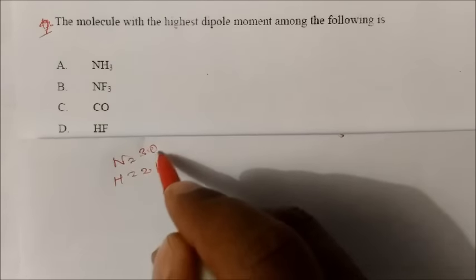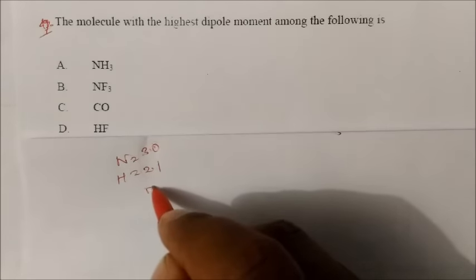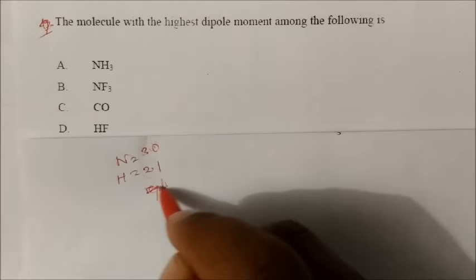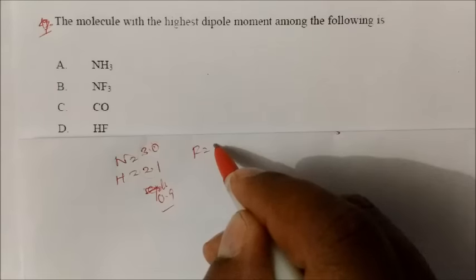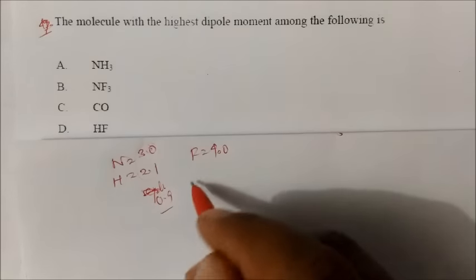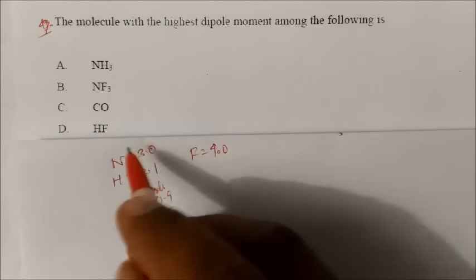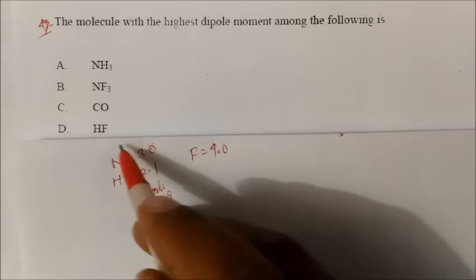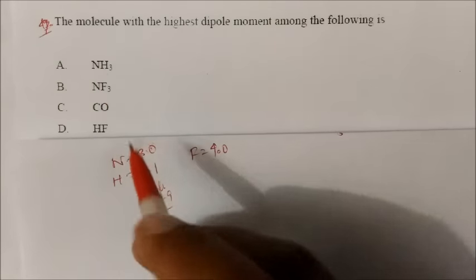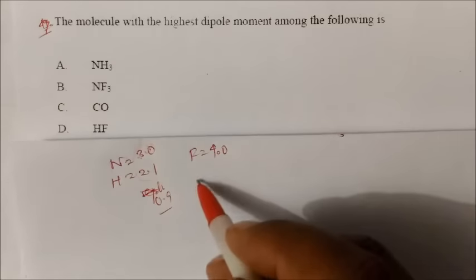So in case of ammonia, the electronegativity difference is very less. It is 0.9. If you take fluorine, it is 4. So the difference between nitrogen and fluorine is 3 and 4, again you can say 1. It is more than that. Dipole moment of NF3 is more than ammonia.